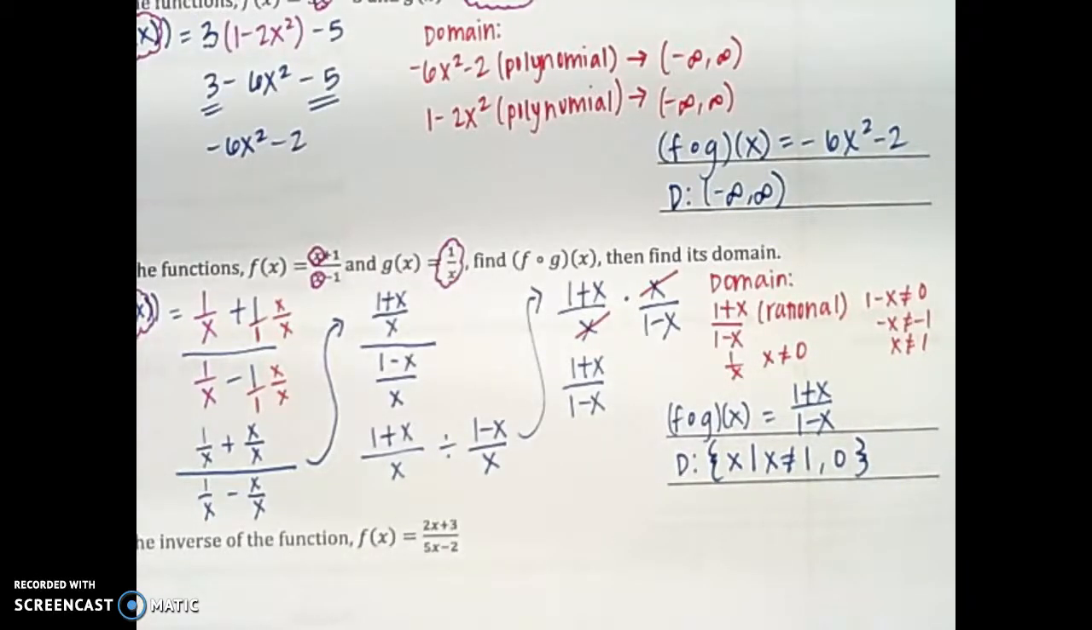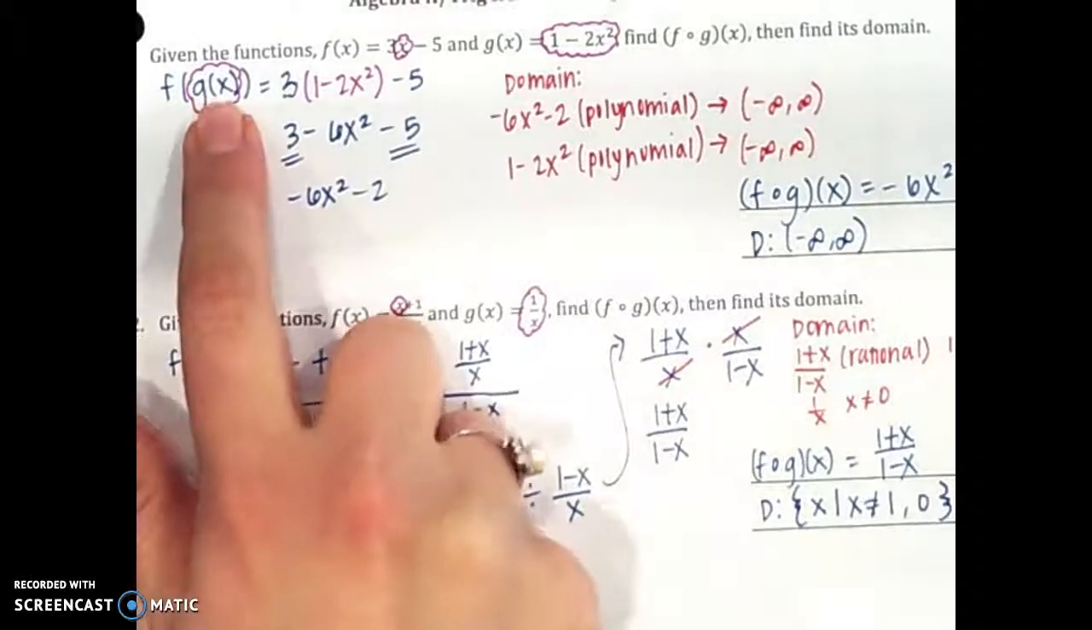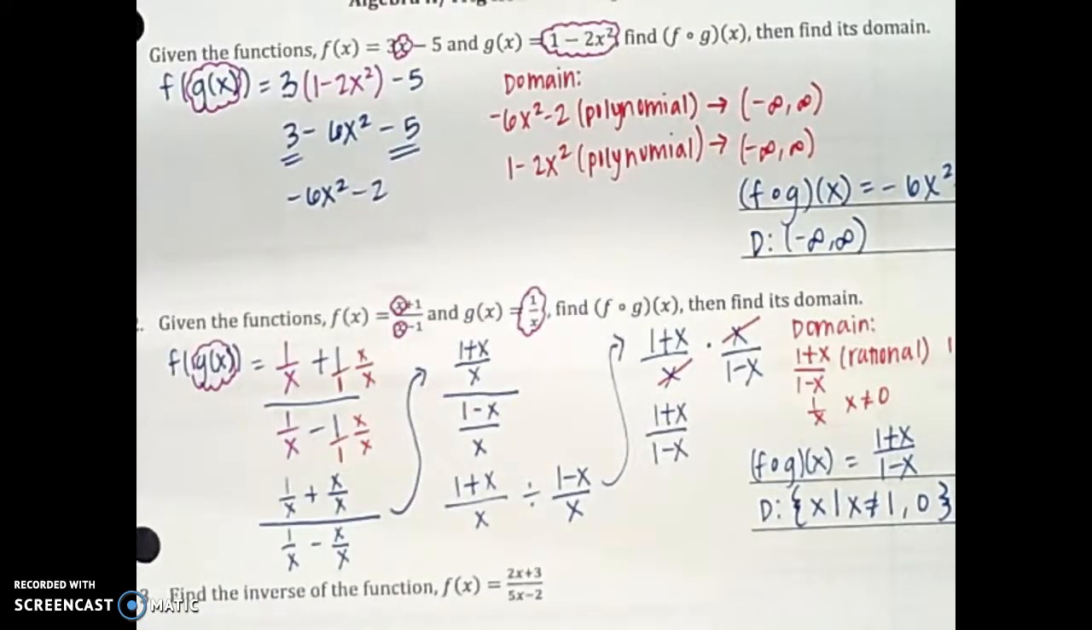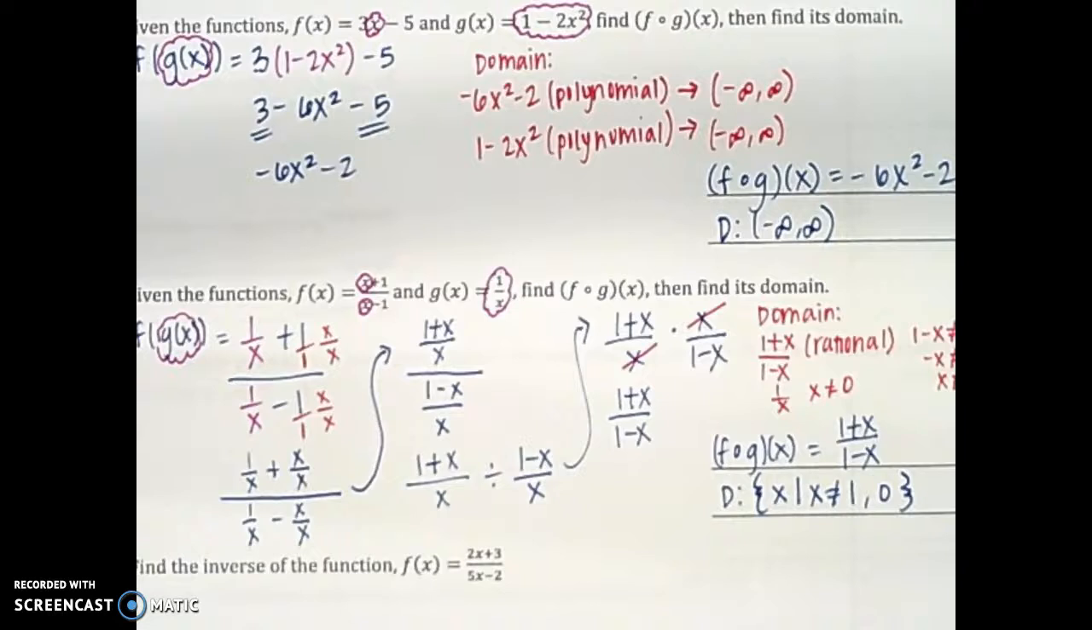So remember, the domain, you find it of the new function, and then you also have to find it of whatever function you plugged in. Now in both of these cases, it was g of x. If we had plugged f of x into g of x, you would have to find the domain of f of x. So whatever is being plugged in, you also have to look at that domain. Okay, that does it for 1 and 2. I am going to start number 3 on a new video.